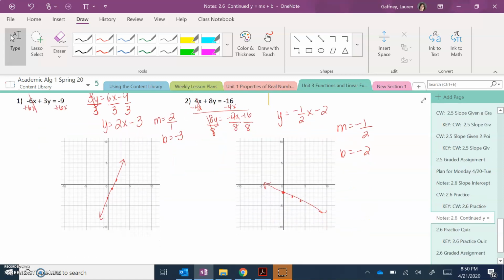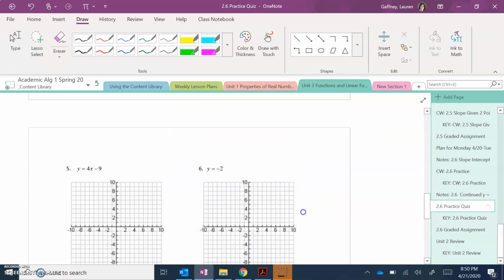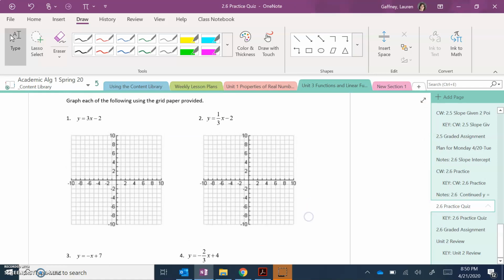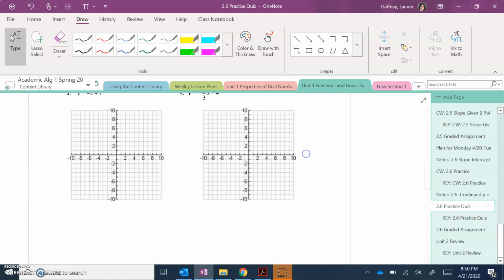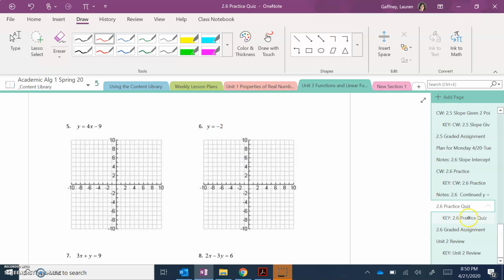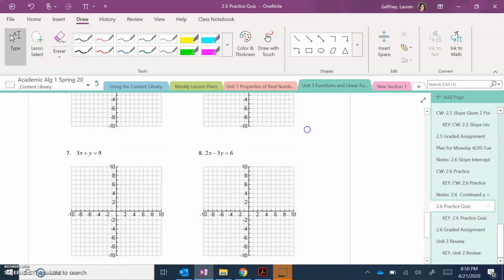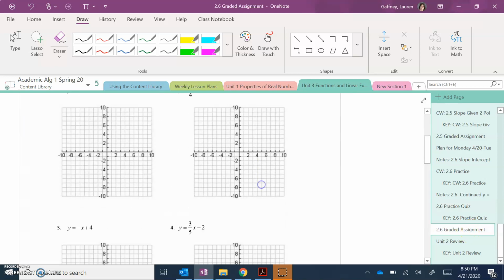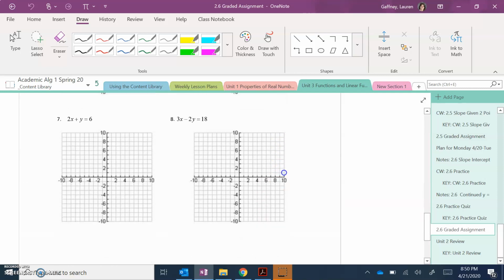Okay, so from here, and I'll write this all out in the plan that I email out, there's a practice quiz. There are 8 different graphing problems. The first 5 are all like the first part of 2.6, where they're all solved for y. You just have to figure out your m and b and plot them. 6 is a little special, so maybe check out my answer key over here about 6. And then 7 or 8 are the ones that I just described in the notes, where you have to solve for y first. And then there's a graded assignment, very, very similar to that practice quiz.